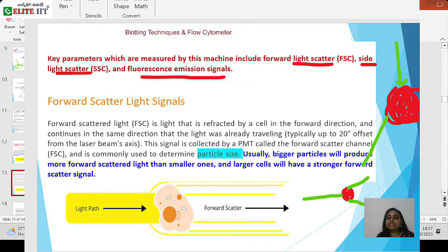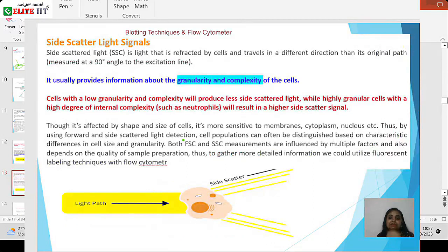Now consider the next one, side scatter. Side scatter light is what we use to determine granularity, how many granules are present inside the cell. We detect it through the side scatter light signal, as well as the complexity inside the cells, how many other compounds are present.